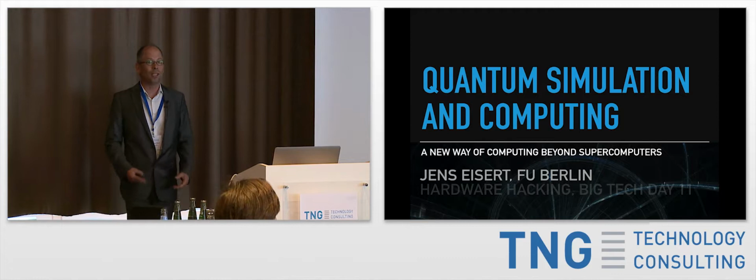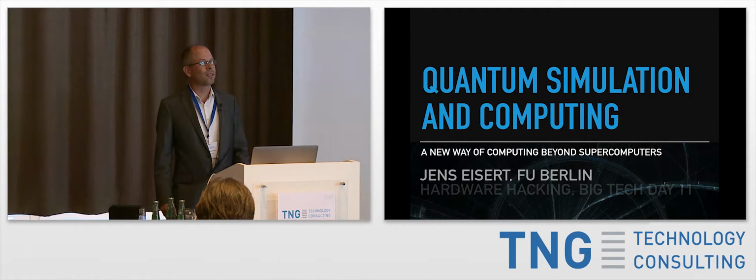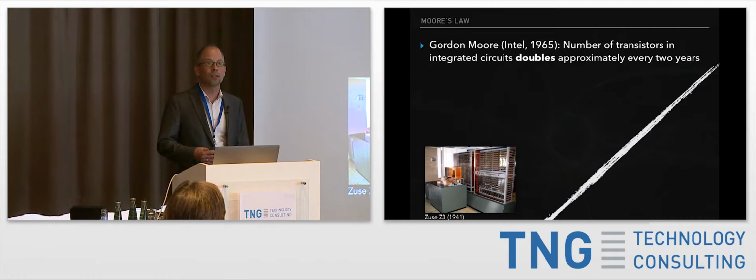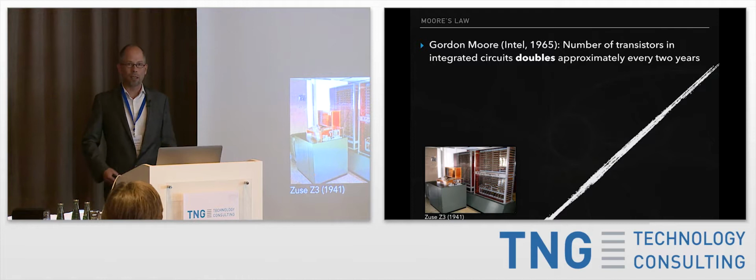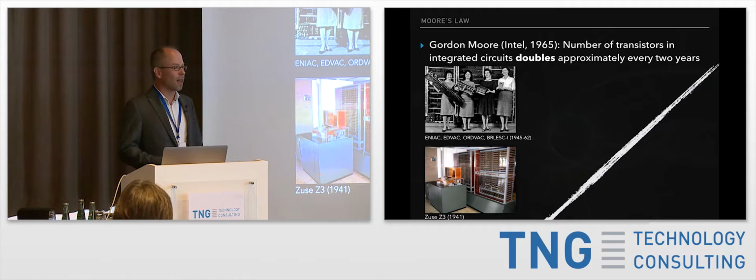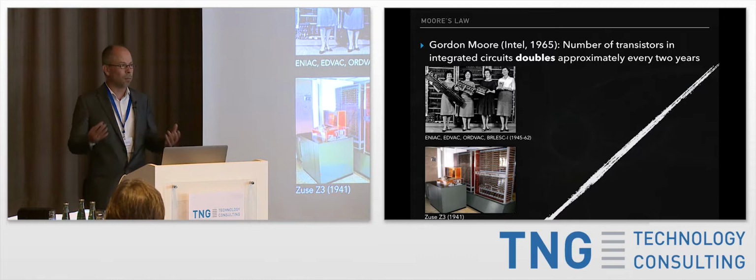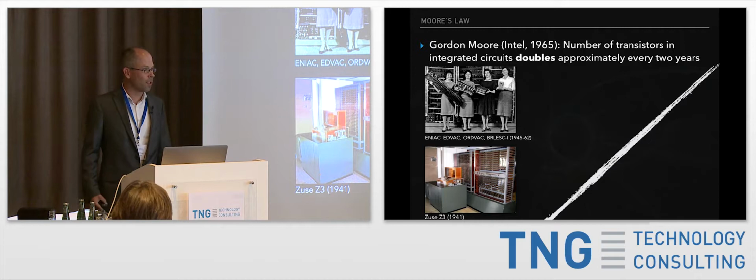Now, the story goes somehow like that. In 1965, Gordon Moore, a co-founder of Intel, looked at the development of computing until that time, starting with the famous Zuse Z3 machine that was built in dark times in Berlin, over the ENIAC machine and so on, to realize that the progress in building hardware was so fast that the number of transistors in integrated circuits, or elementary building blocks for earlier machines, would approximately double every 2 years, or rather every 18 months.